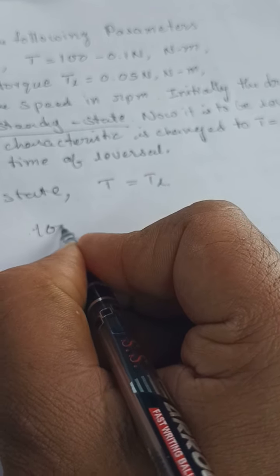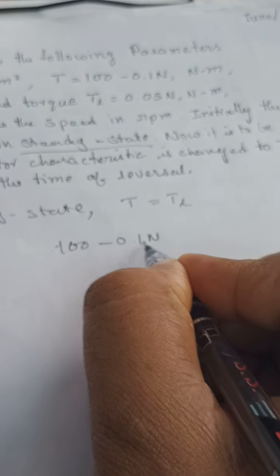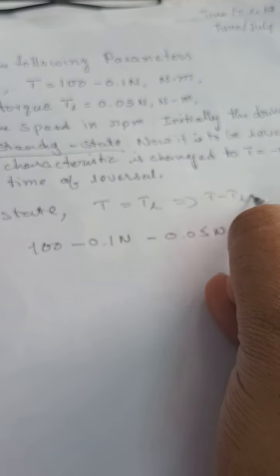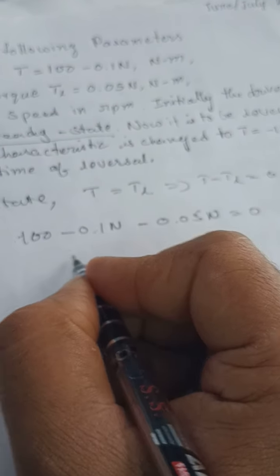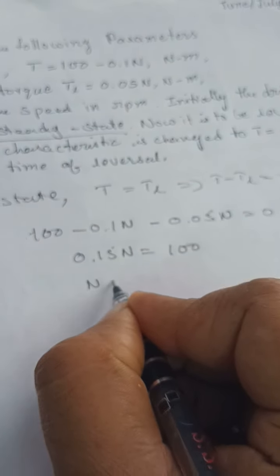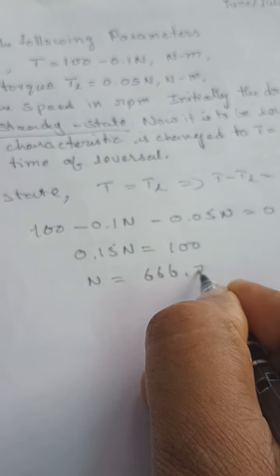So I will get 100 minus 0.1 n minus 0.05 n equals 0. I am making T minus TL equal to 0. In this way I am writing the value. From this, 0.15 n equals 100, and from this I get the speed of 666.7 rpm. So I got the speed n in rpm at steady state at the starting point, the initial drive point.